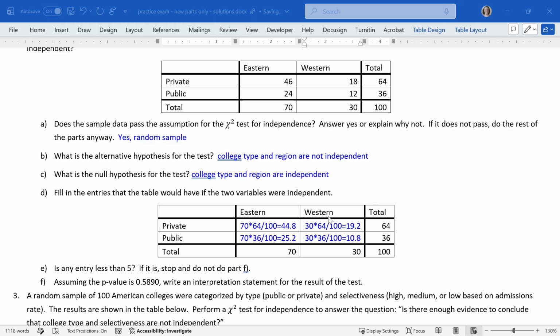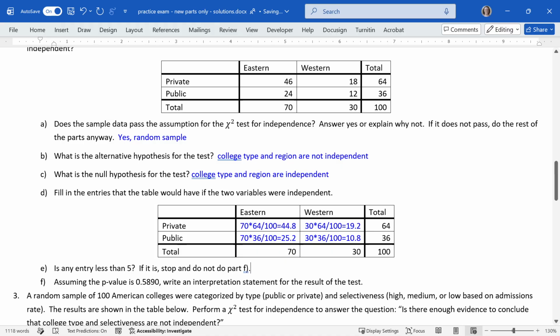Okay, so here's what I got. I'm looking at my original values, my real values, and my expected values for what they would be if the variables were perfectly independent. And I'm seeing these are really close together, like 46 versus 44.8, and super close together. So I'm thinking I'm not going to be able to show that these variables are not independent. I think they probably are independent.